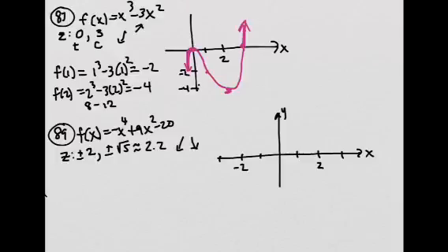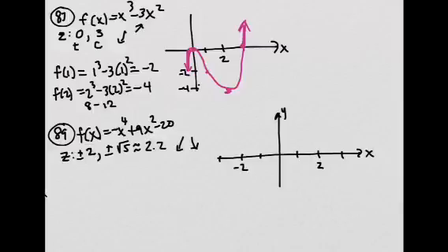Alright, so 89 has 4 zeros, 4 unique zeros, 4 different zeros. I have plus or minus 2, plus or minus radical 5, which radical 5 is approximately equal to 2.2. So they're pretty close together. Their multiplicity is all 1, so the graph is going to cross through every single 0. The end behavior is down, down.